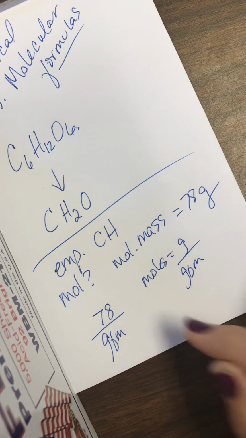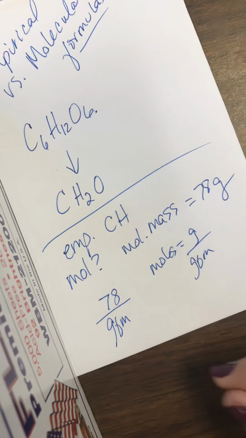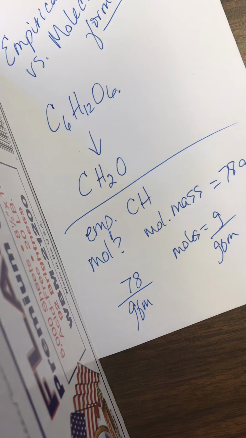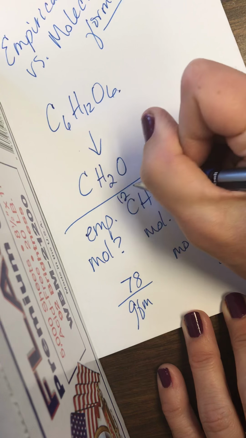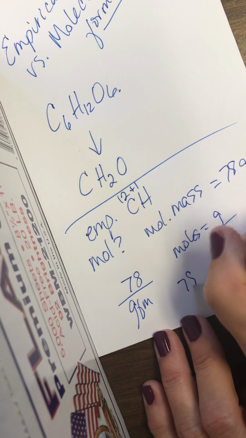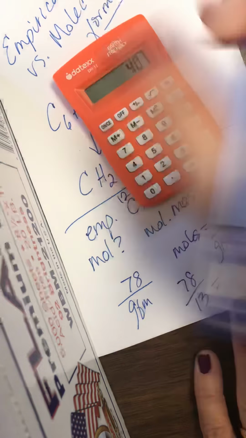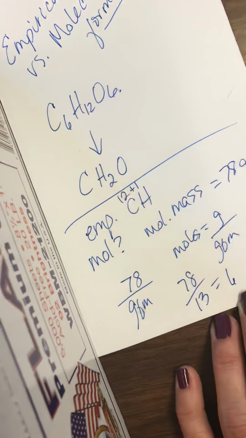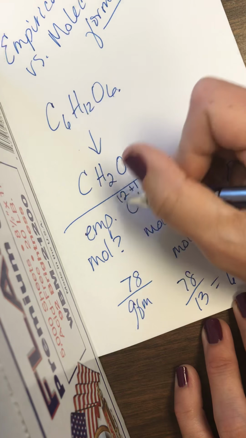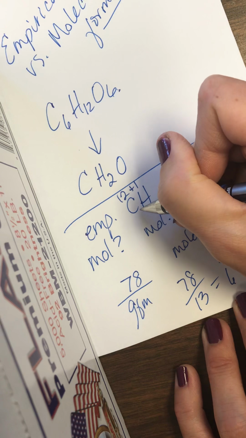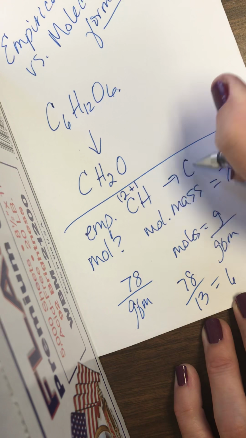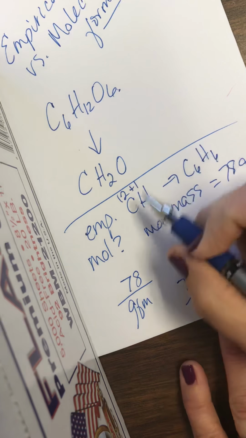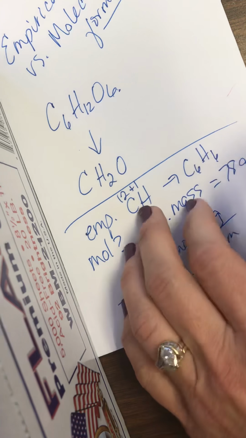So if I know how many moles I have, I can re-multiply it because I know I've already reduced it, so I can figure out what to multiply by. So I'm going to look up a C and an H. And so a C is a 12 and an H is a 1, so that's 13. 78 divided by 13. I do my math. And I get 6. So that means I want to multiply this whole thing by 6. C with a 1 would now be C6. And H was a 1, and this would now be H6. So this is my empirical formula. This is my molecular formula.